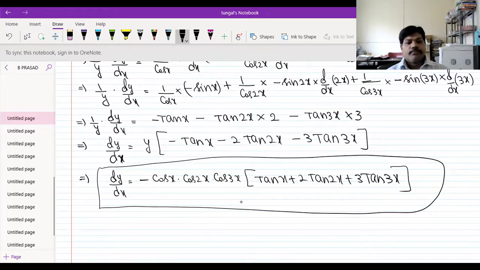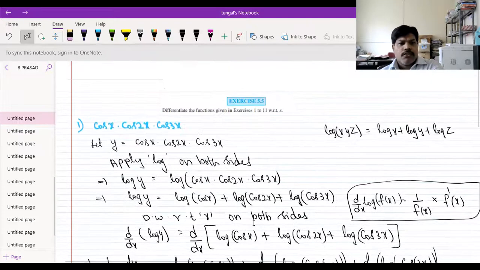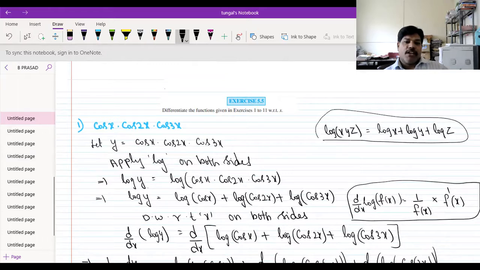So see that question. So first they are giving that y is equal to cos x cos 2x cos 3x. So I am applying log on both the sides, base e actually. So we did not write that e. So log y is equal to log of cos x cos 2x cos 3x. So log of xyz. What is the log of xyz? It will become log x plus log y plus log z. So here log cos x plus log cos 2x plus log cos 3x.